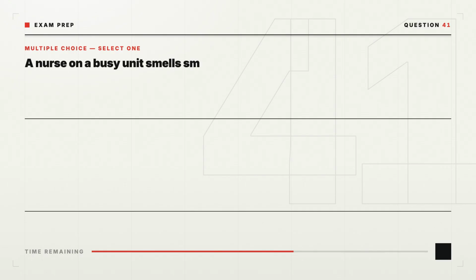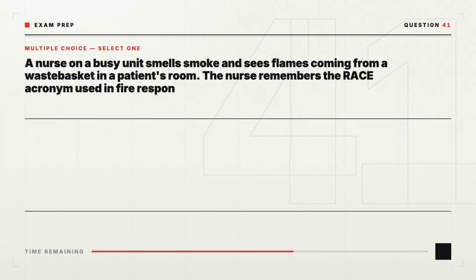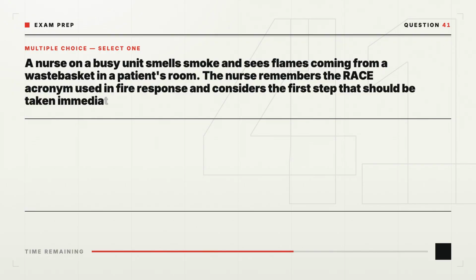Question 41. A nurse on a busy unit smells smoke and sees flames coming from a wastebasket in a patient's room. The nurse remembers the RACE acronym used in fire response and considers the first step that should be taken immediately to protect the patient before any other action.